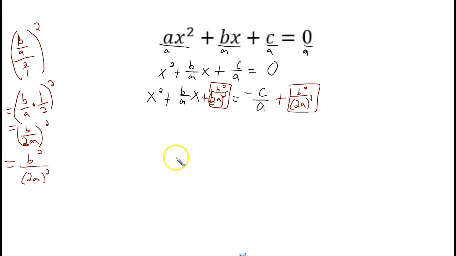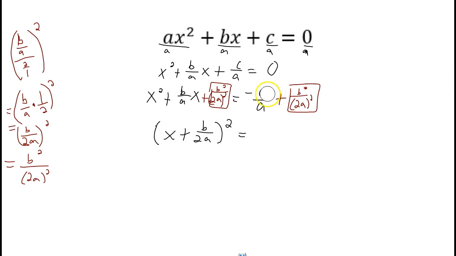Let's get back to our question. On the left side, we have permission now, since this is a special case, we forced it to become a perfect square binomial, to say x plus b over a divided by 2. And when we did that a minute ago, b over a divided by 2, we got b over 2a. So it's going to be x plus b over 2a, all that in parentheses squared.